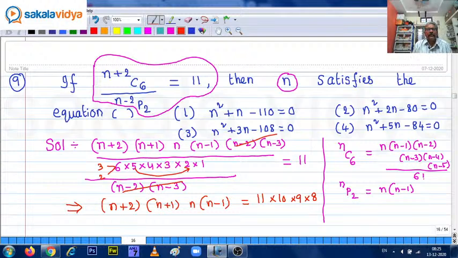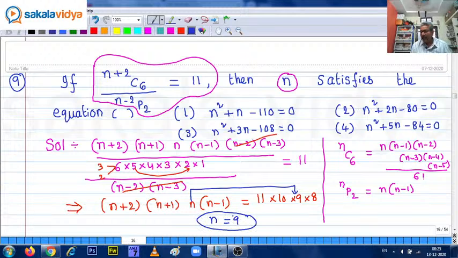That means either n plus 2 is equal to 11, or n plus 1 is equal to 10, n is equal to 9. So if you compare on both sides, n is 9. So the n value is determined. Now we need to check the options.